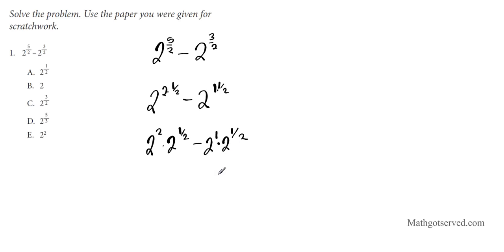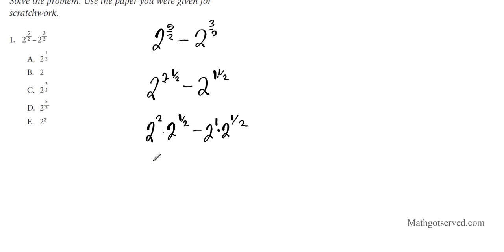Okay? Now, notice what I'm going to do here. I'm going to write this in radical form. This is going to be 2 squared, 2 to the 1/2, using the nth root property of exponents, is the square root of 2. Okay? Minus 2 to the, this 2 to the 1/2 is also square root of 2. All right? Okay, so 2 squared is going to be 4. 4 root 2 minus 2 root 2.